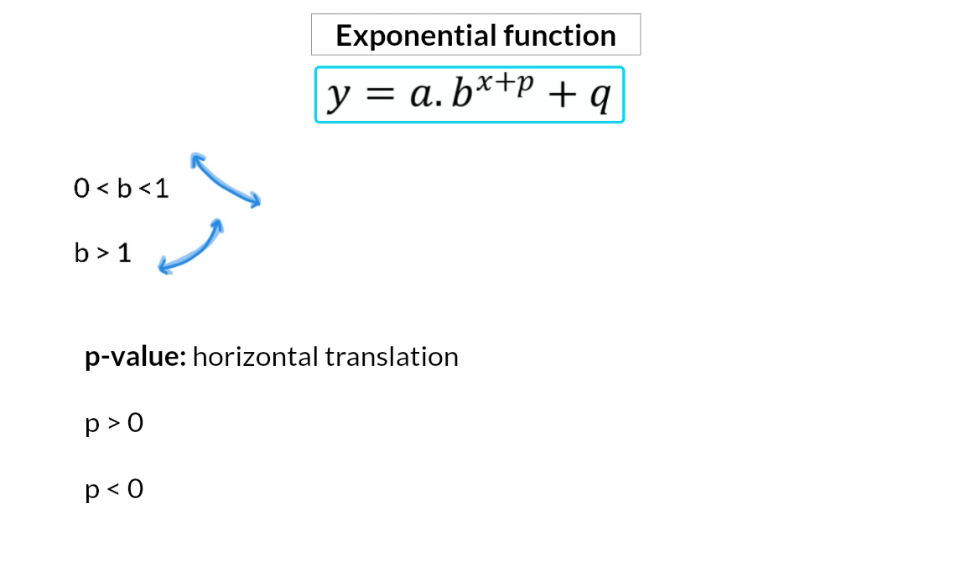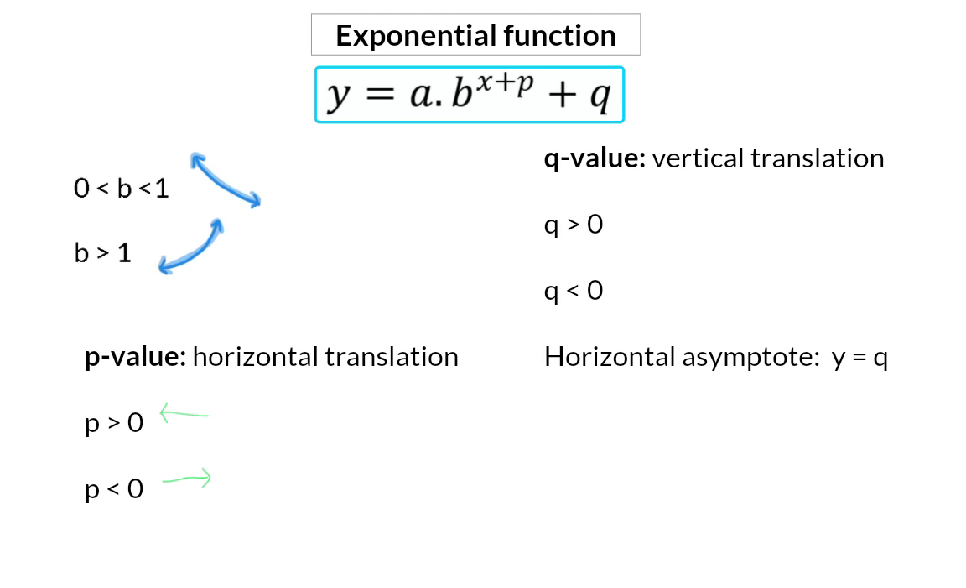The p-value indicates the horizontal translation for any type of graph. We know that a positive p-value will move the function to the left and a negative p-value to the right. The q-value indicates the vertical translation. A q-value that is positive moves the graph up, and a negative q value moves it down. The q value also indicates the horizontal asymptote of the function, which lies at y is equal to q.